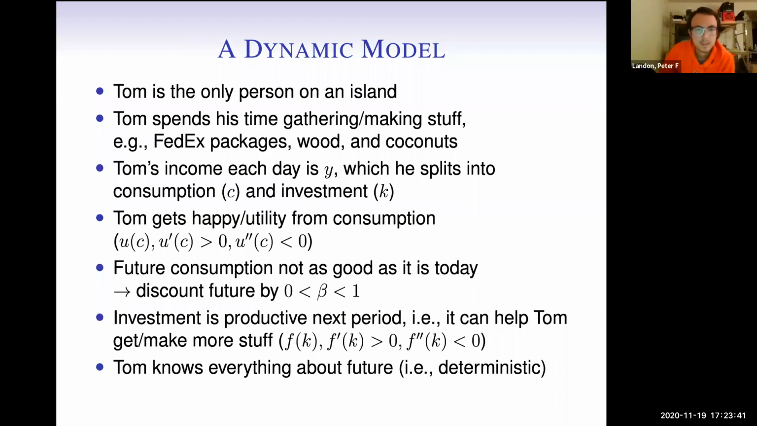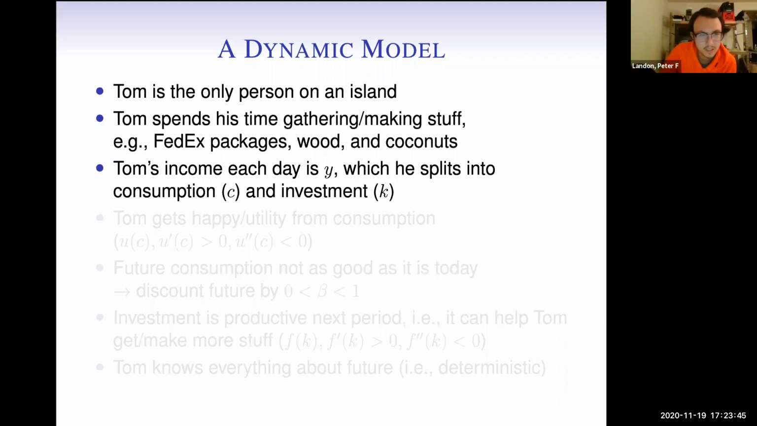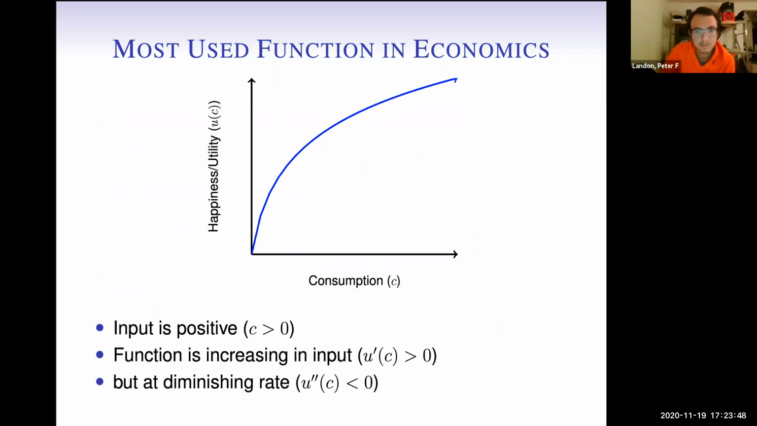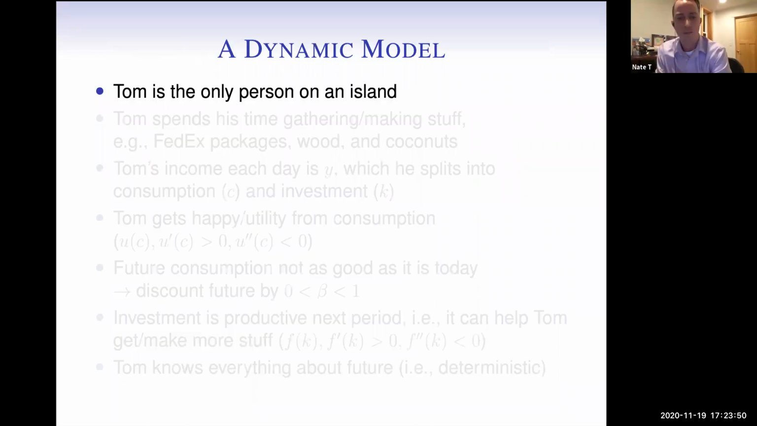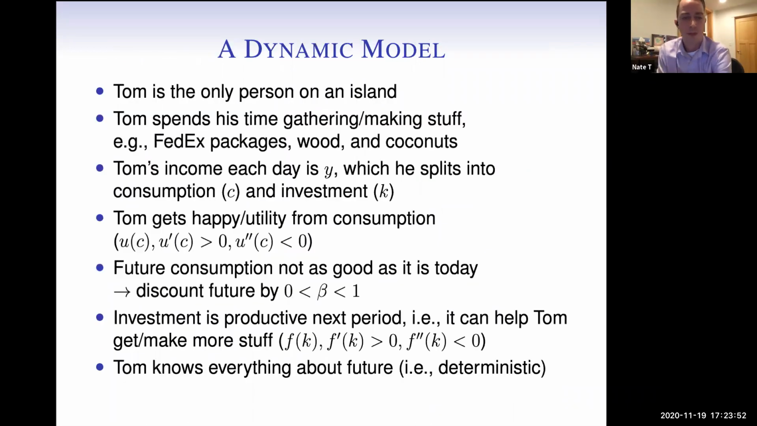Yeah, so from the last slide, for U and C, oh no, after that. Oh, yep. I think it's the bullet point in the middle: Tom gets happy, utility, from consumption. So what are we taking the derivatives for?